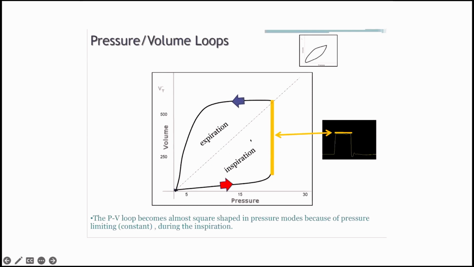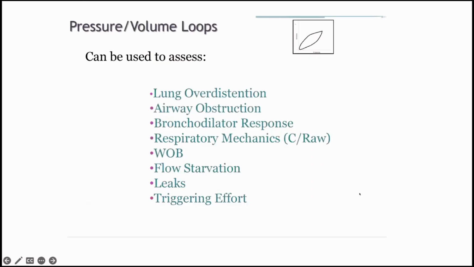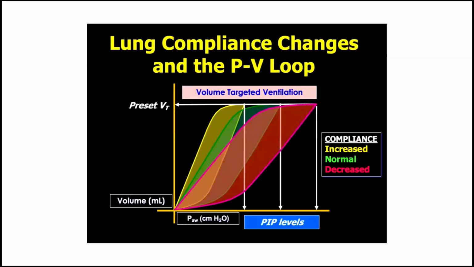So whichever mode it is, it is also important, because when you just look at the curve you can tell. In pressure control mode the pressure is going to be flat here, and in volume control it may be the other way around. So this is just a closer look at the loop. Coming to the use of the pressure volume loop, it is said to be useful for lung overdistension, airway obstruction, bronchodilator response, respiratory mechanics, work of breathing, etc. I will be showing some practical applications of the pressure volume loops.